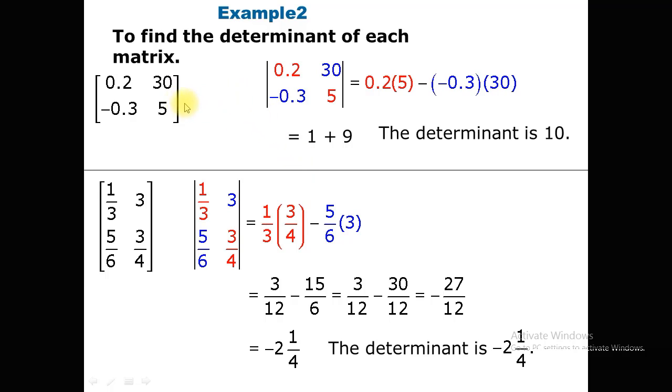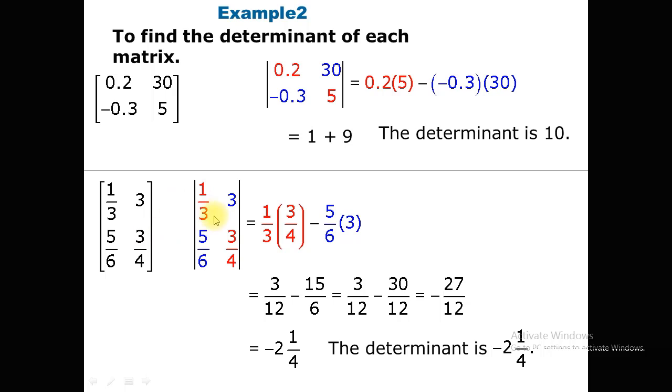Now this is another example, a 2 by 2 matrix 0.2, 30, minus 0.3 and 5. First of all, multiply these diagonal entries, then multiply the other diagonal entries, and then subtract the result of this product from the result of that product. We get 1 plus 9, since minus and minus gives plus. So 1 plus 9 is equal to 10. 10 is the determinant of this matrix.